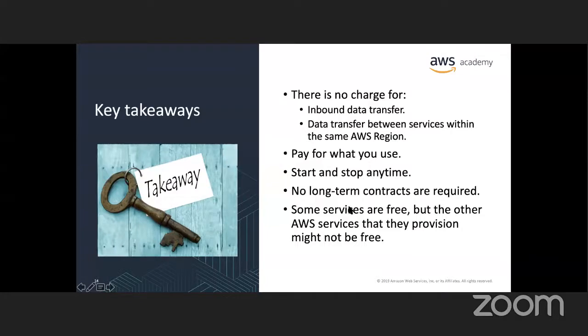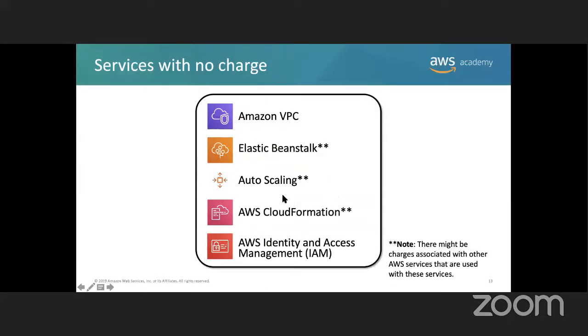Some services are free, but the other AWS services that they provision might not be free. Why? Because, for example, if I create with CloudFormation a VPC, what does it say here? The VPC is free. So if I create a VPC with this, that's not free. That's why it says there might be charges associated with other services. Okay. If I create a security group with CloudFormation, that's free too. Security group is not charged. Okay. So that's the way it is.